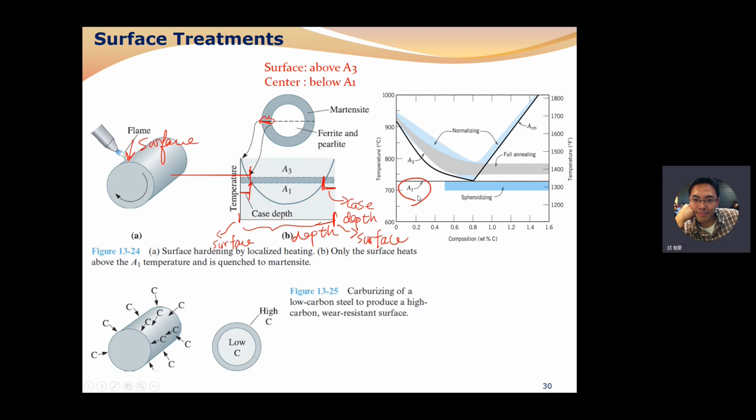Okay, and also we can carburize a low carbon steel to produce a high carbon surface to improve its wear resistance. Okay, or the wear resistant surface.